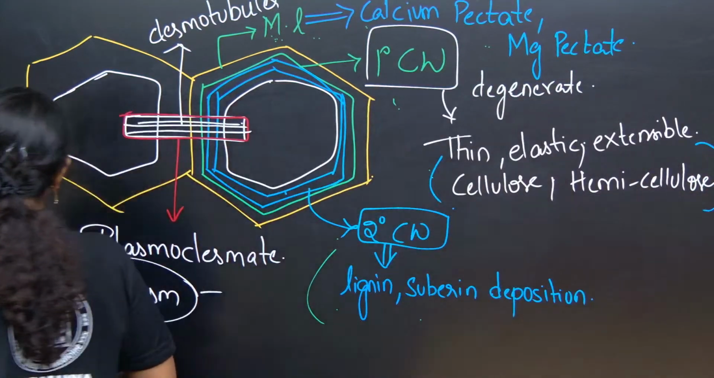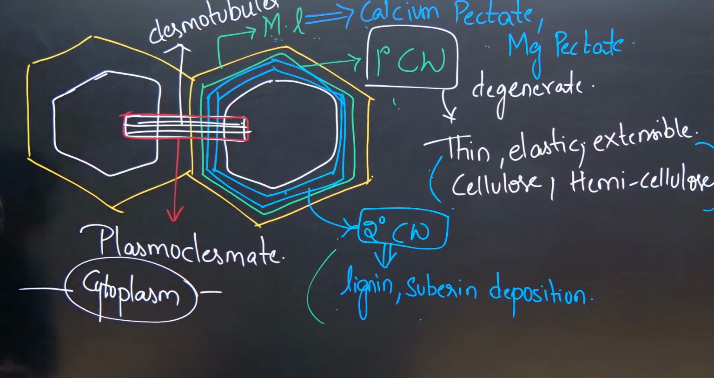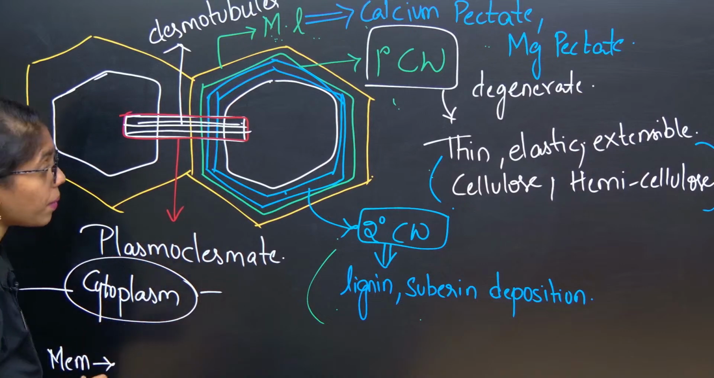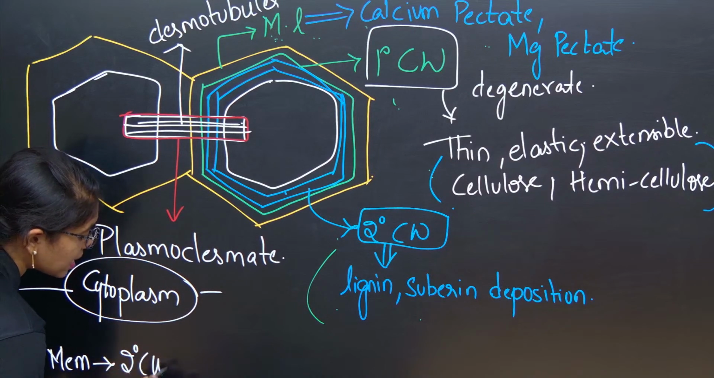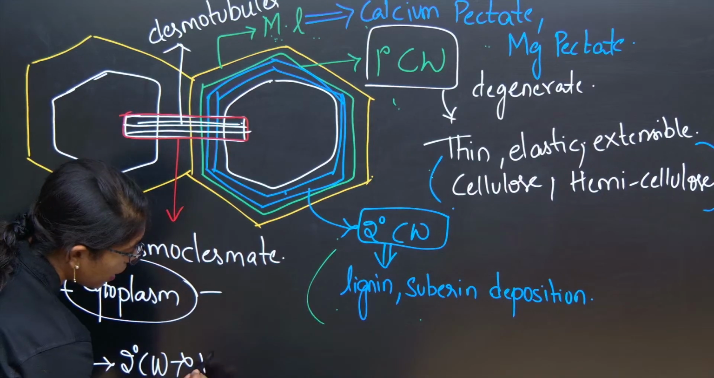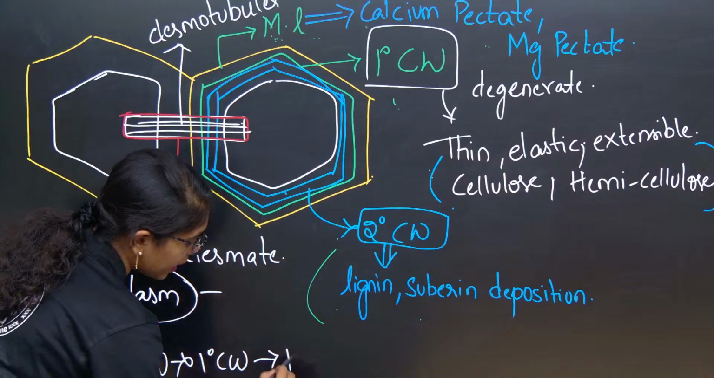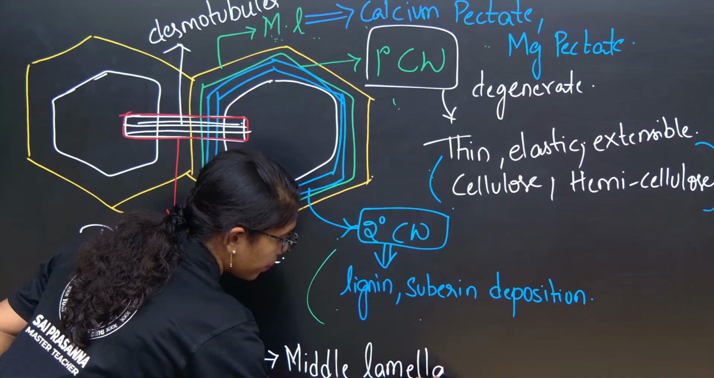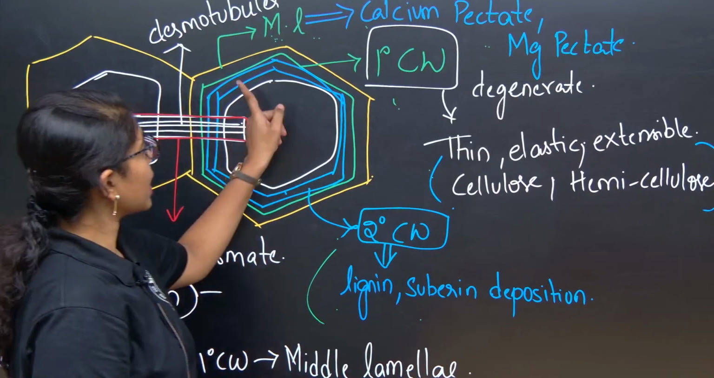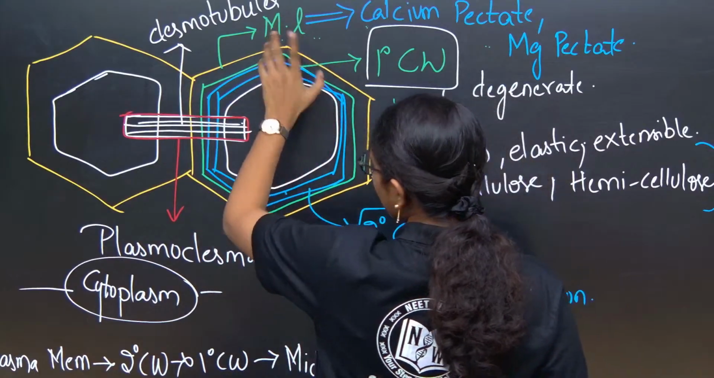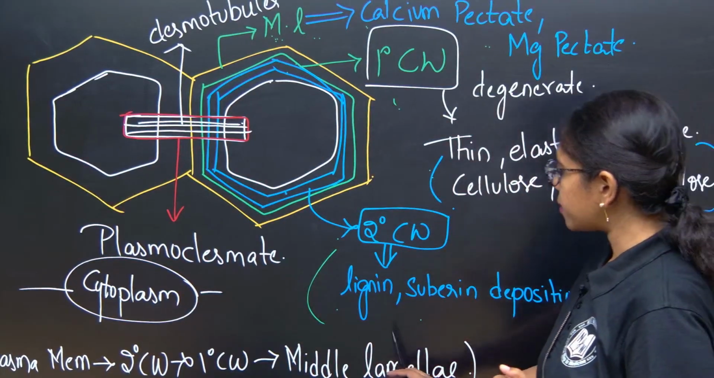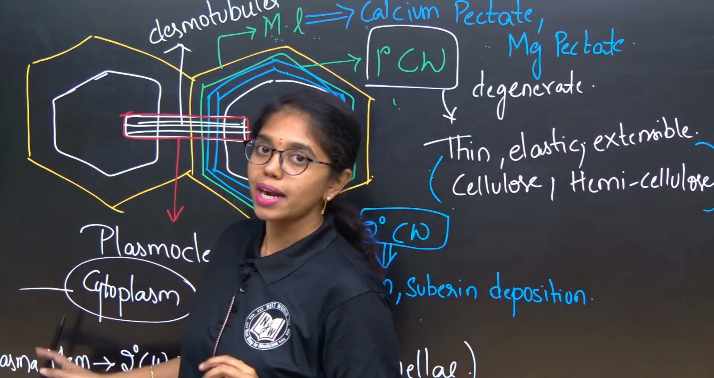Now, let us plot out from plasma membrane to middle lamellae. First, plasma membrane. And next, the closest layer to plasma membrane is what? Secondary cell wall. Next, after the secondary cell wall, it has the primary cell wall, and the last layer is middle lamellae. Clear? From outer to inner, the sequence of the cell wall layers in a plant cell is middle lamellae, primary cell wall, secondary cell wall and plasma membrane.